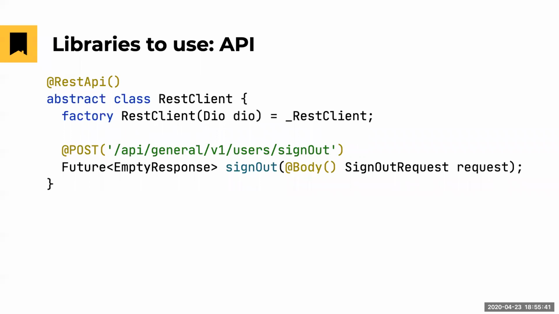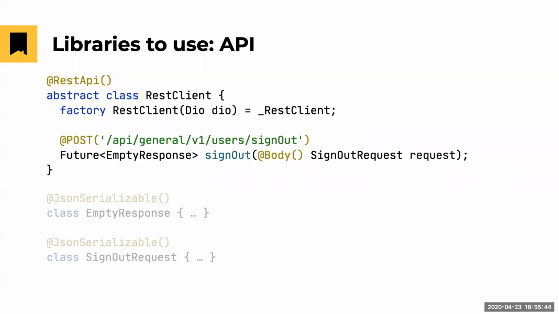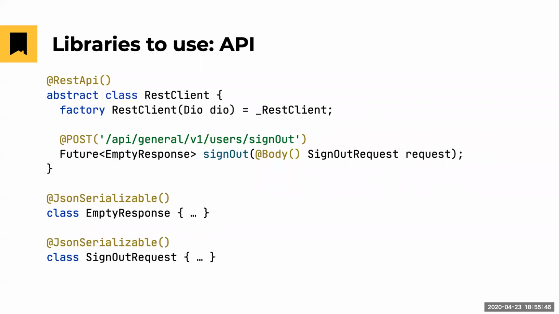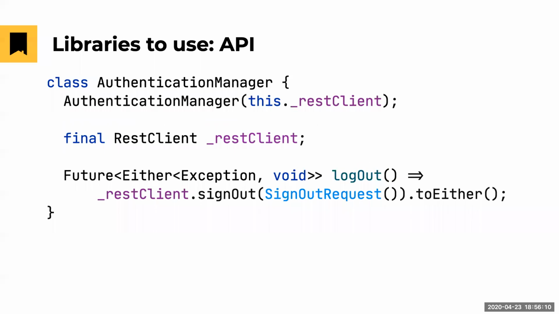And also the nice thing here is that this library goes perfectly with a JSON serialization library. So you can just reuse your DTOs, such as EmptyResponse and SignOutRequest here. You are just marking these classes with the JsonSerializable annotation, and the Retrofit library will automatically call fromJson and toJson methods as needed. So we can easily use this client, let's say, in our authentication manager that implements higher-level functionality.